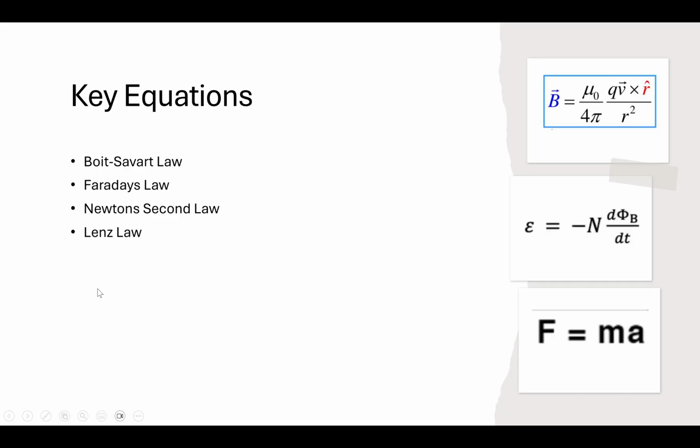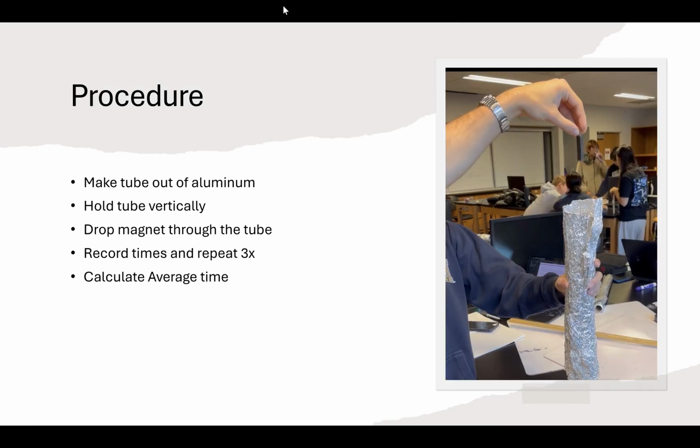For the key equations, we're using the Biot-Savart law, which is right here at the top, Faraday's law and Lenz's law, which is right here in the middle, which is the change of magnetic flux, and Newton's second law, which is force equals mass times acceleration.